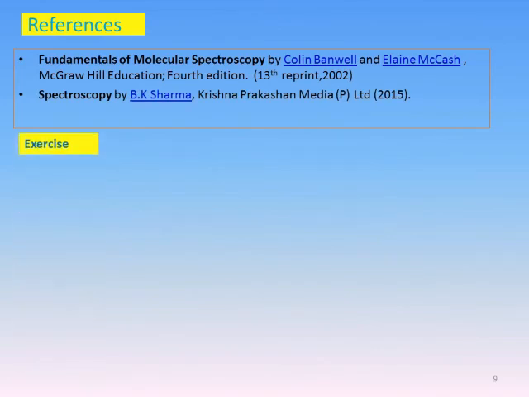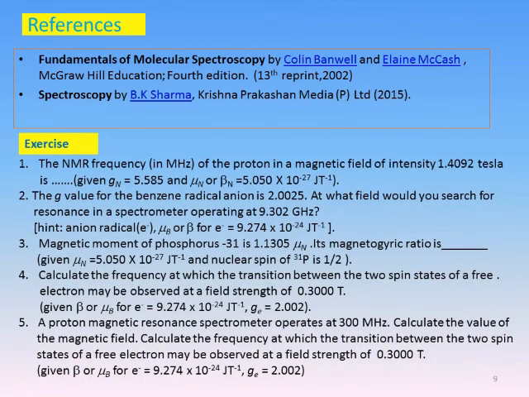These are the references, and a few exercise problems have been shared here. You can work them out using the concepts and expressions that we discussed in the previous slides. For your reference, the nuclear magneton, which in our derivations we have represented as beta n, can also be represented as mu n. So I have given both mu n and beta n for the nuclear magneton. Use these values in the expressions to find the answers.